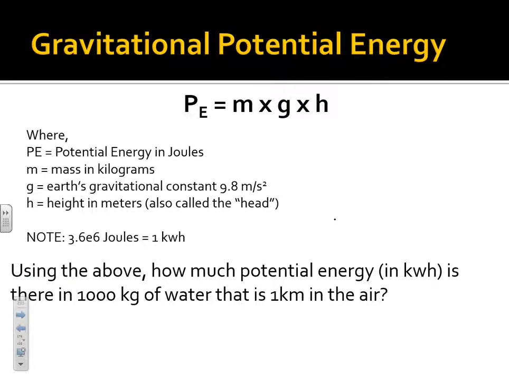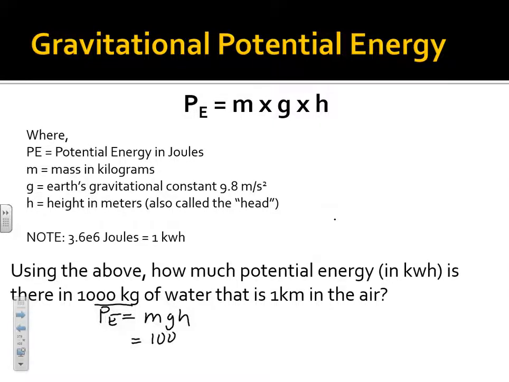Okay, so our equation is straightforward. Potential energy is mgh. So this one is not too bad. So we have mass is 1,000 kilograms.